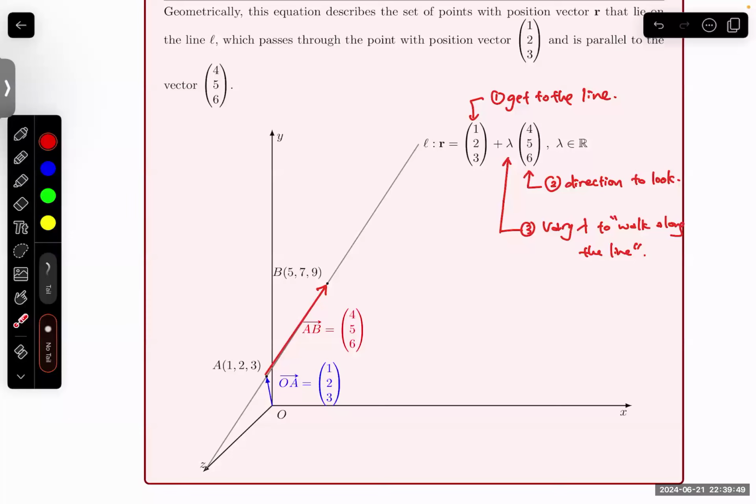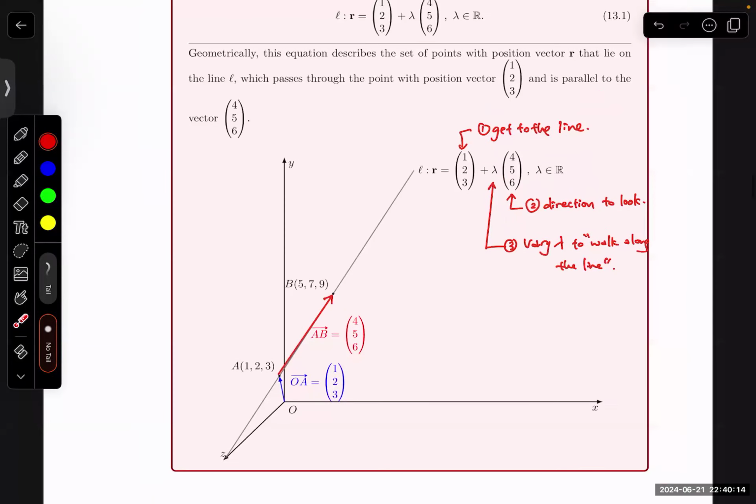Again, the subject of this equation, we make something the subject, means put that thing on the left-hand side and nothing else on the left-hand side. So the subject of this equation is the position vector. That's the star of the show. It's the most important thing, not the line itself. So this is how to think of the line.